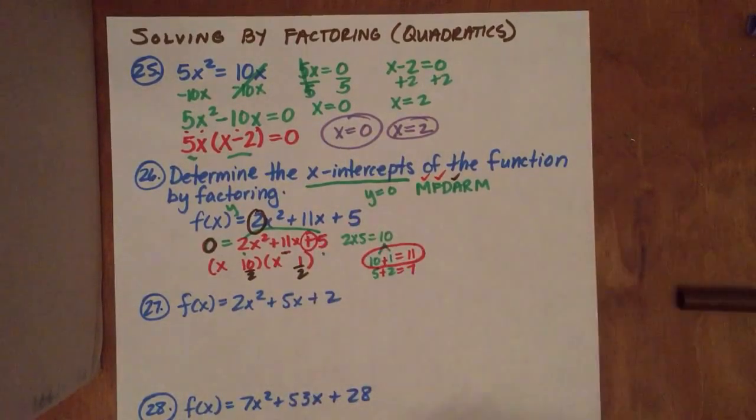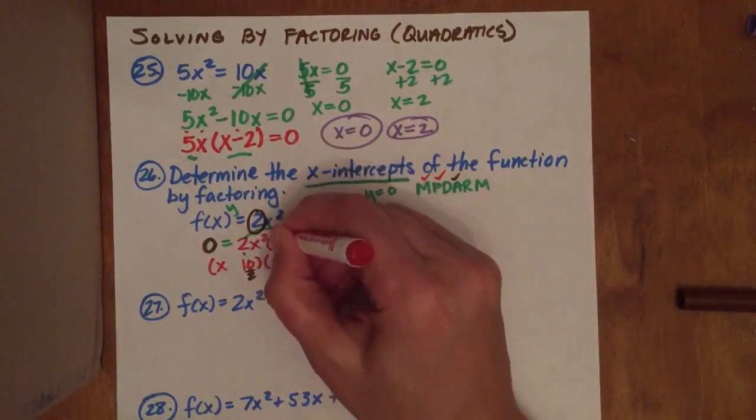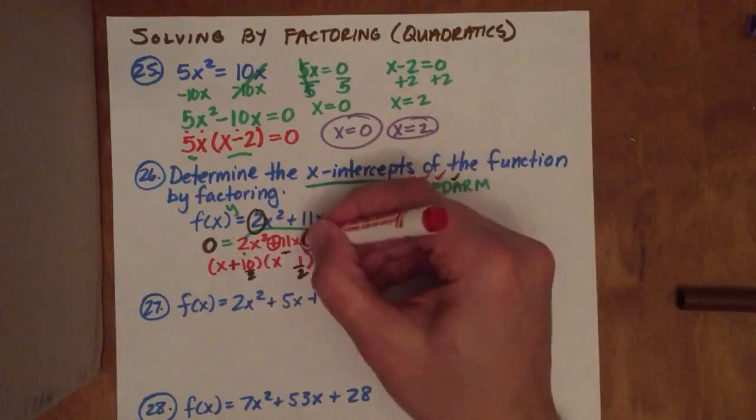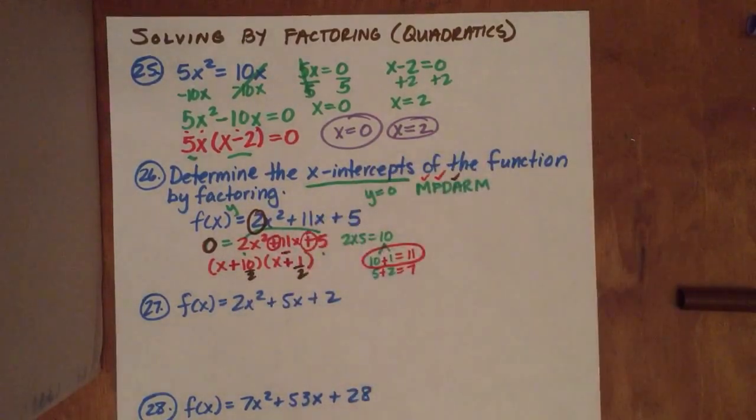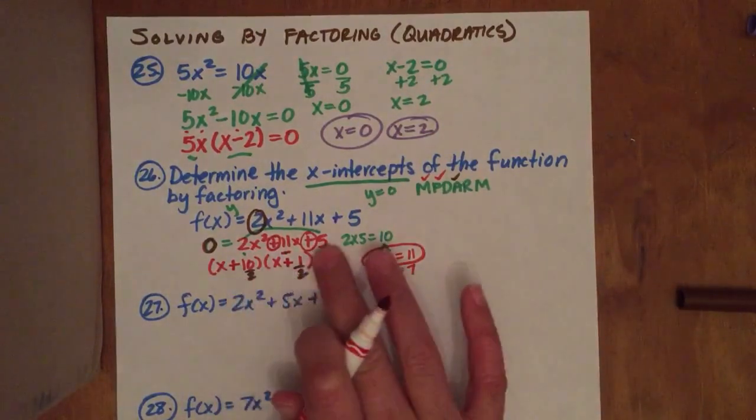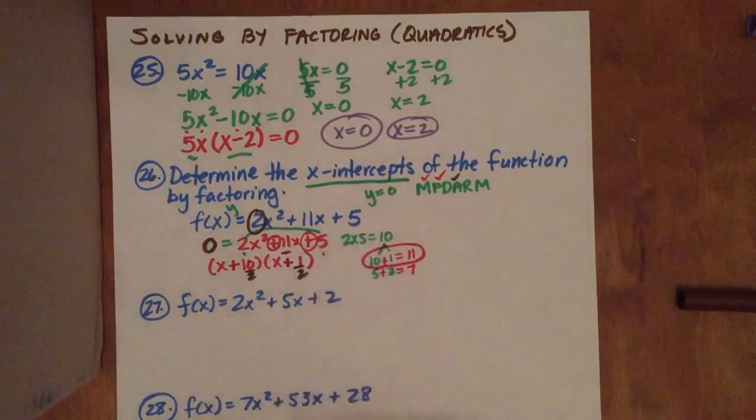And one of the things I forgot to put in there were the signs. And because it's positive, that means the larger one's positive. And because the C value is positive, they both have to be the same sign. Because this times this has to give us the C value, which is positive. So it's either negative, negative, or positive, positive.